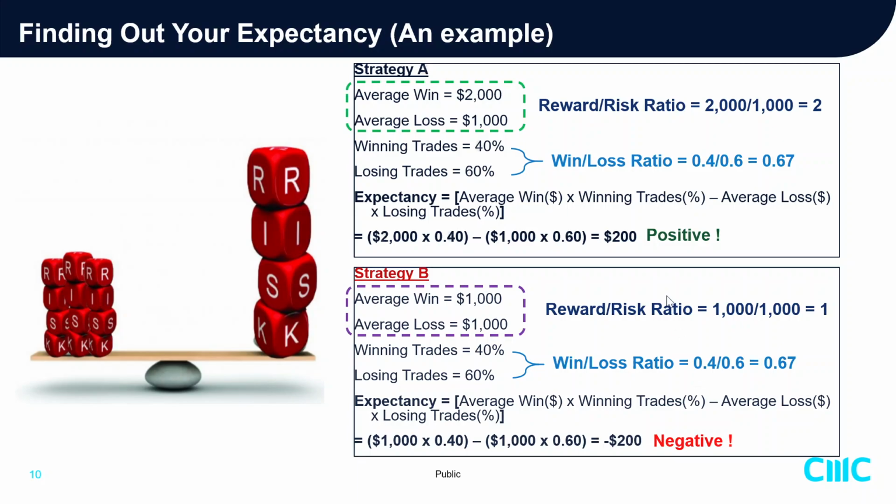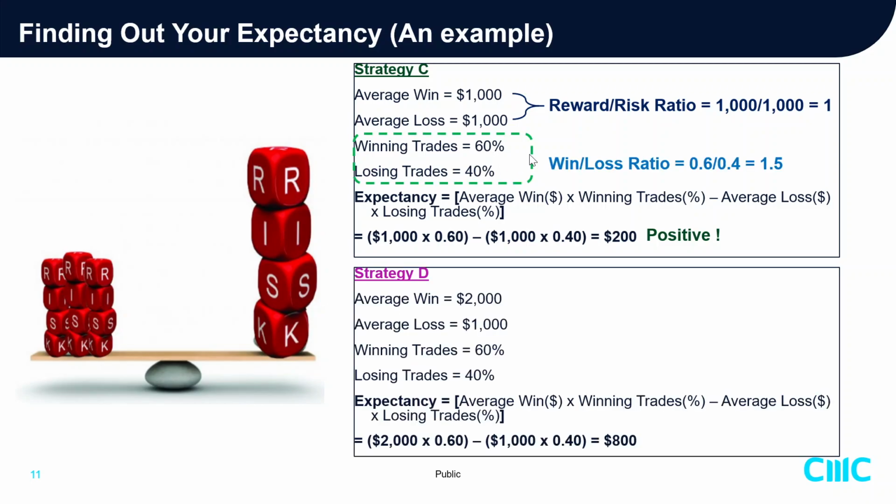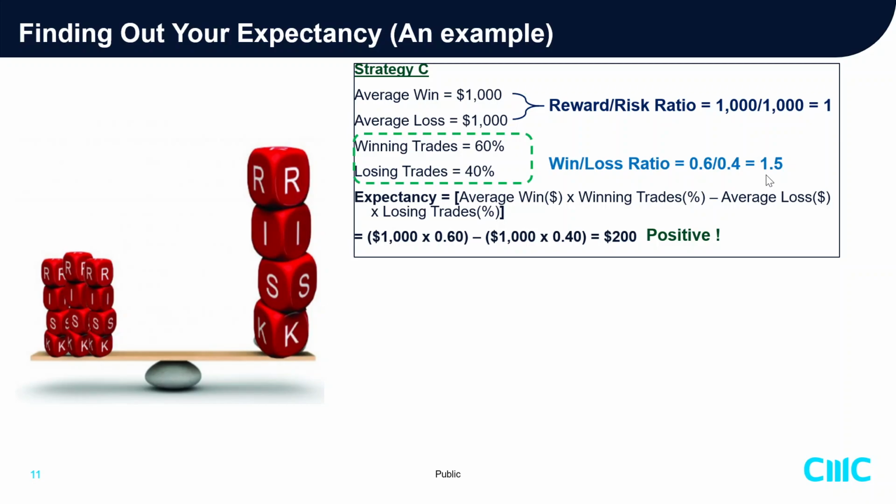Okay, so now let's take a look at strategy C. Over here, the reward risk ratio is now 1. My winning trades have increased: I have 60% winning trades and the losing trade is 40%. So this gives me a win-loss ratio of 1.5, more than 1, because this trading strategy is now able to generate more winning trades. So over here, you realize that I have a positive expectancy if I plug the figures in.